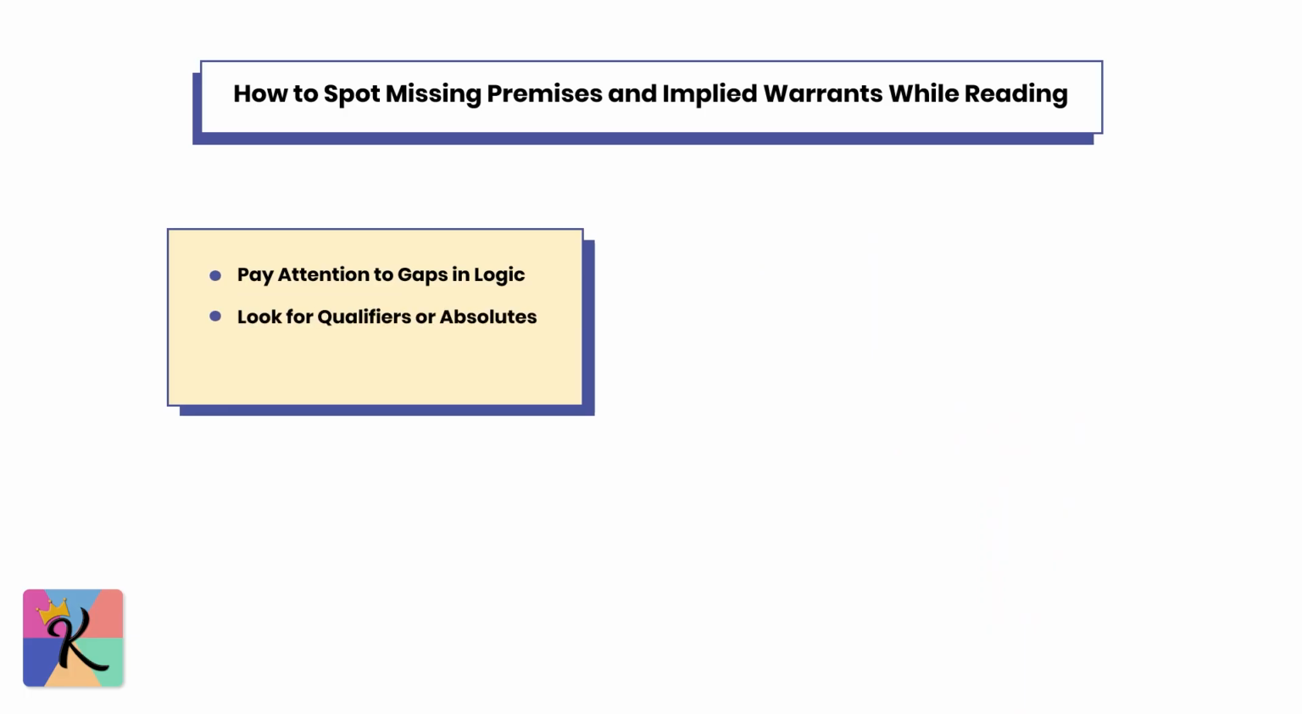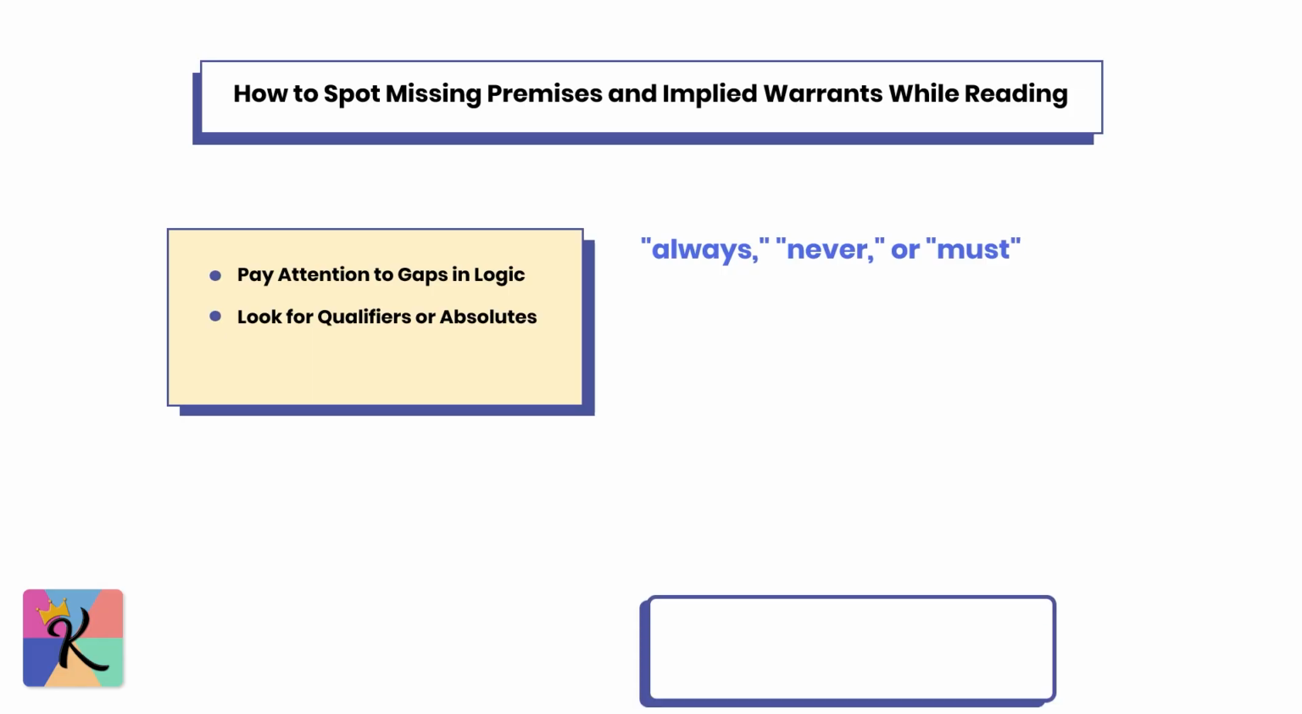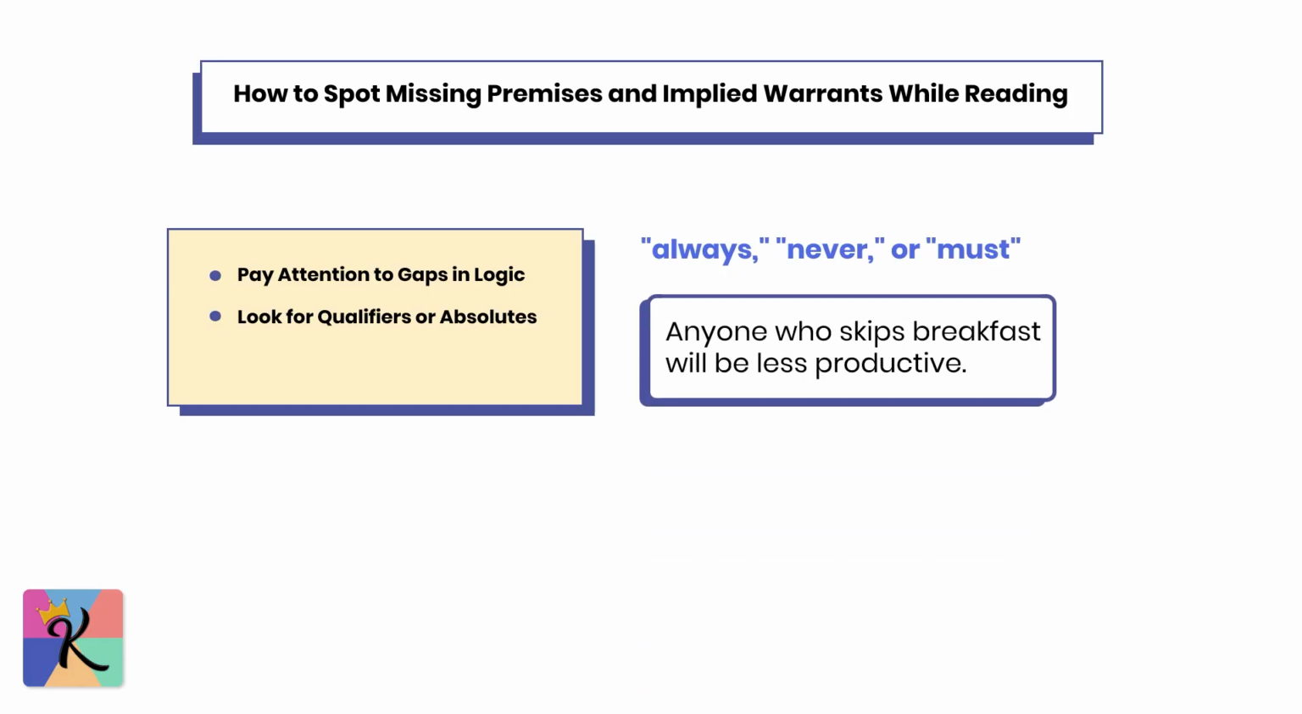Look for qualifiers or absolutes. Statements with words like always, never, or must often have implied warrants. For example, anyone who skips breakfast will be less productive. The warrant here is that breakfast is necessary for productivity.